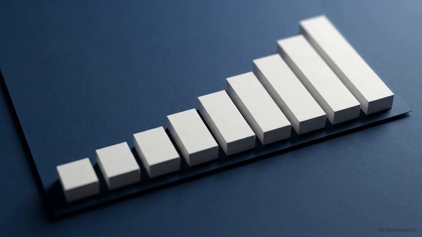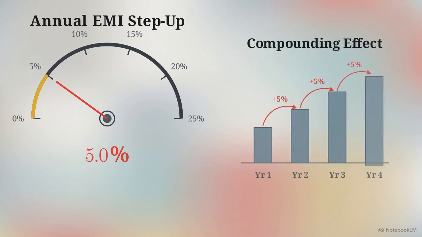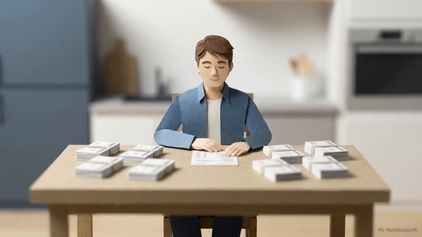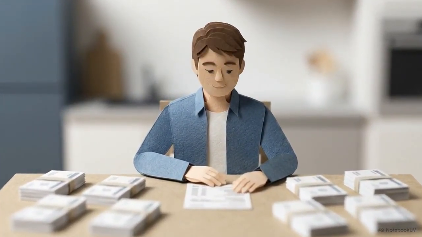The second core strategy is the annual step-up. This involves increasing your base EMI by a small percentage, like 5%, every single year. The immediate psychological reaction is that compounding increases will quickly stretch your budget to the breaking point. The reality is much more manageable.